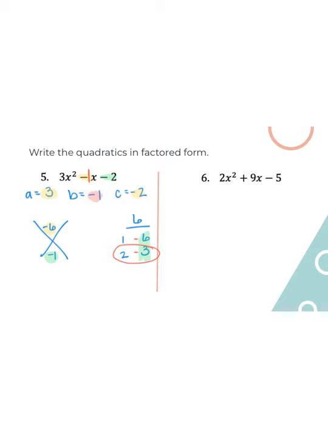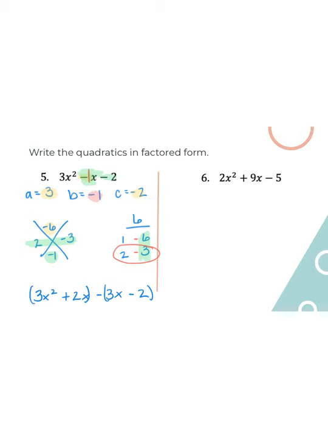So I'm going to put my 2 here and my negative 3 there. Okay, now I'm going to start by rewriting and replacing these two where that negative 1 was. So I have 3x squared plus 2x minus 3x minus 2. So I'm going to group these two and group these two.